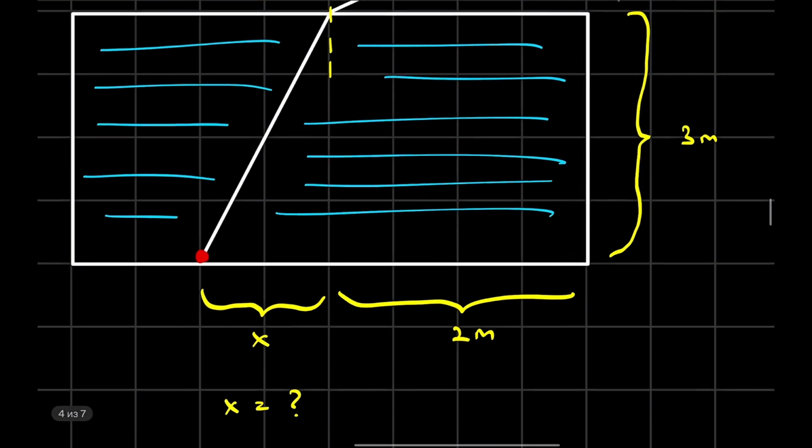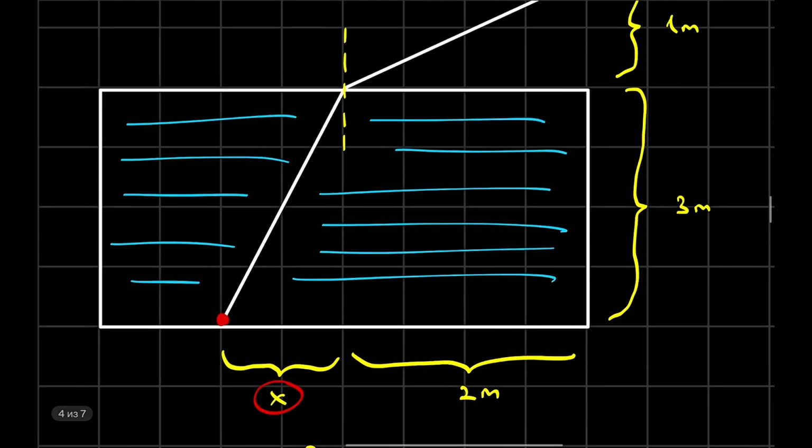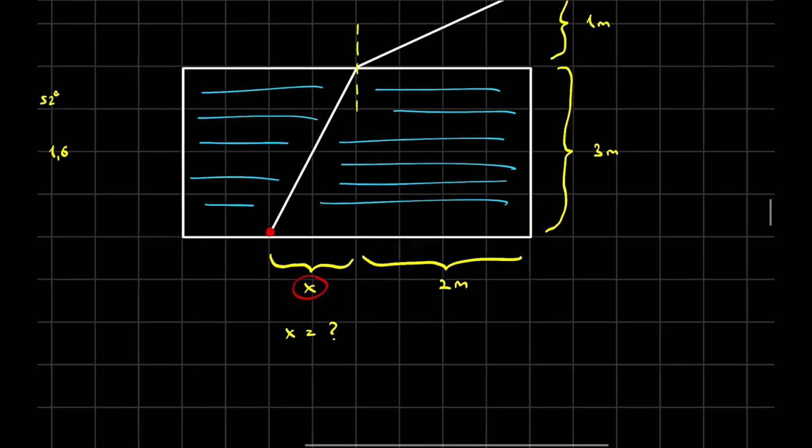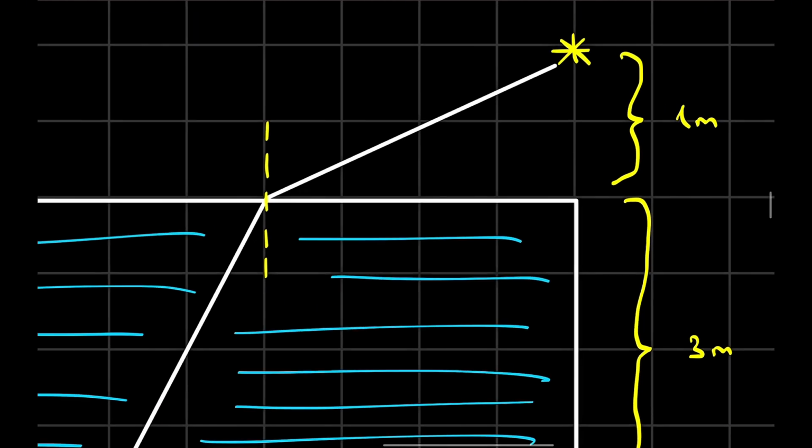You need to find this distance, before it enters the water and after it gets refracted. You need to find this horizontal line, how far it is. So basically it's simple geometry again. It's not that hard. In fact, what we can do right here is just find this angle.